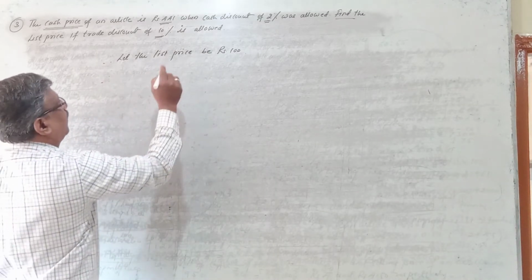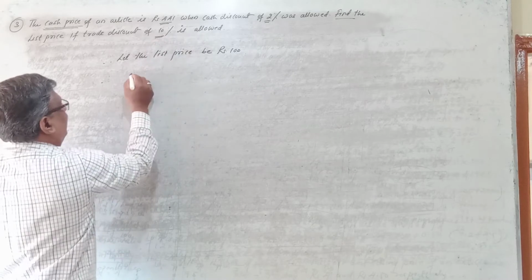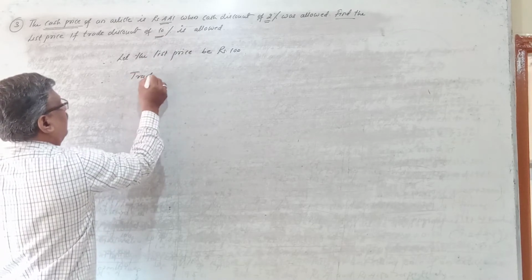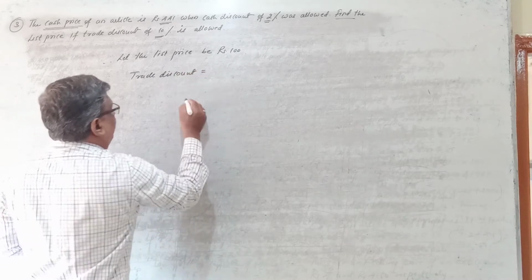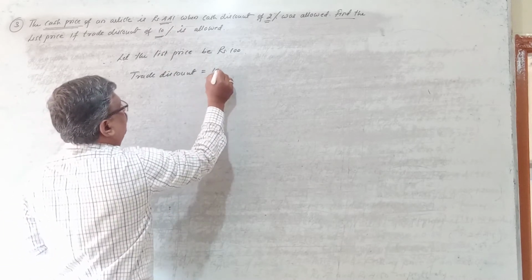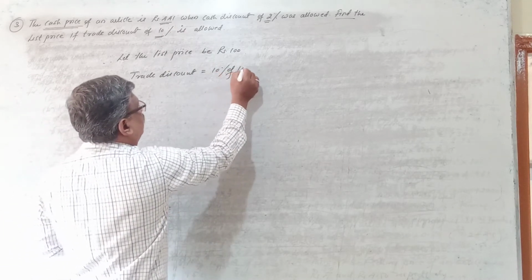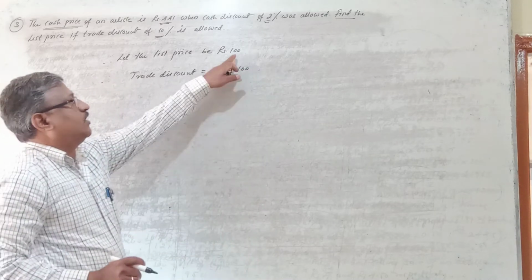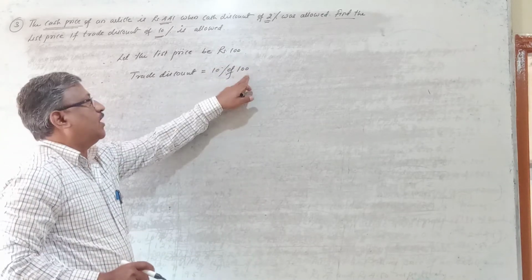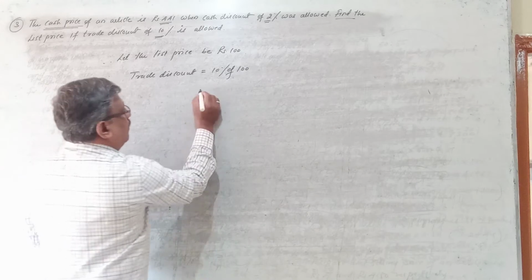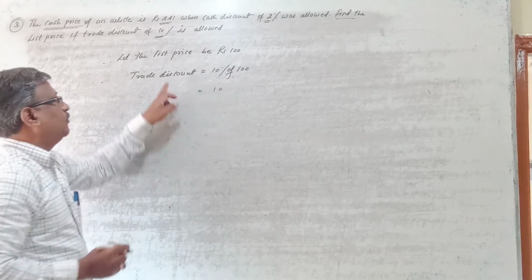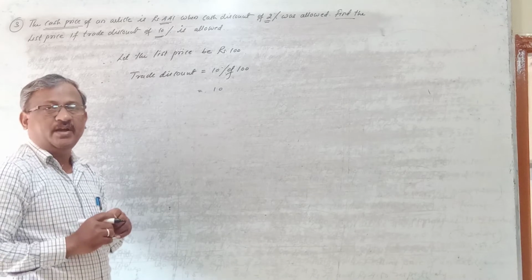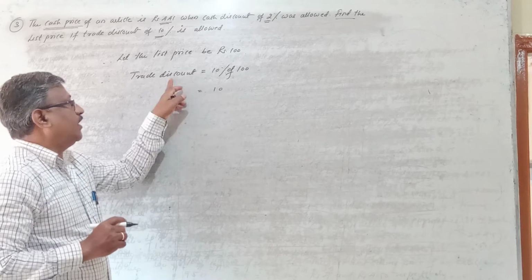So first, what do you find? First you have to find out the trade discount. So trade discount is how much here? 10%. So you have to calculate 10% on what? On the least price. And what is the least price we have assumed? It is 100. So on 100 rupees, calculate 10%. If you calculate 10% on 100 rupees, it comes to 10 rupees. So 10 rupees is my trade discount.